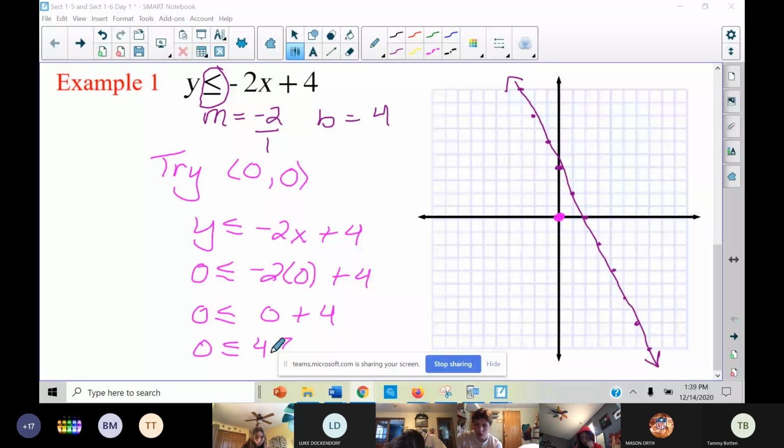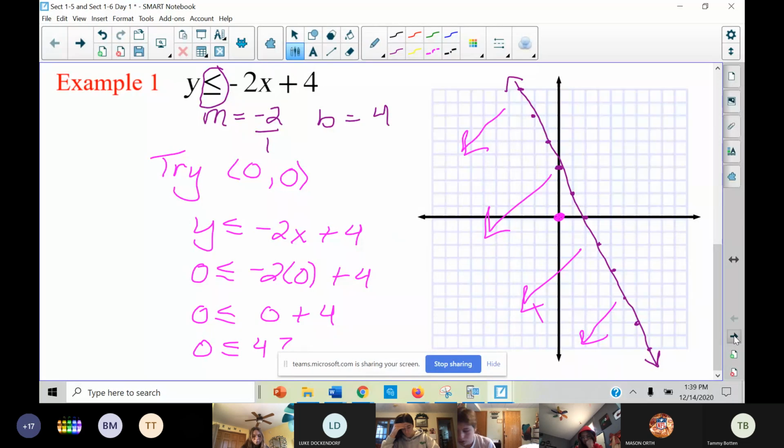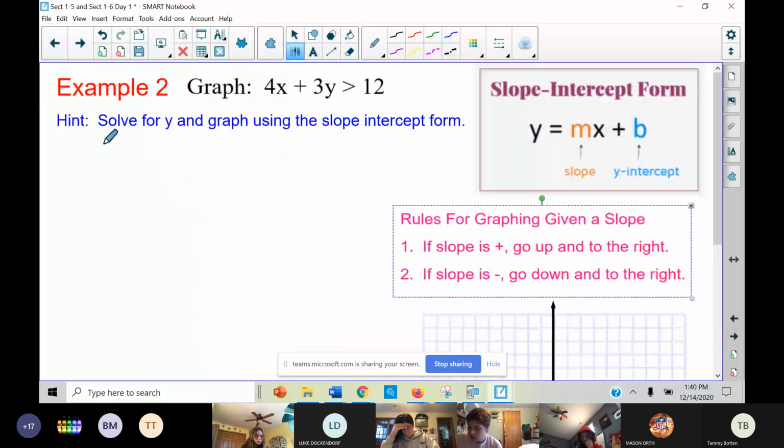So that means that where 0, 0 is where it should be shaded. So this graph should be shaded below. Now, just because I try not to make it messy, I just draw arrows where it's supposed to be graphed. If you want to lightly shade that in, that's absolutely fine. I just typically draw the arrows rather than shading it on the smartboard, okay? All right, so that is the first one.